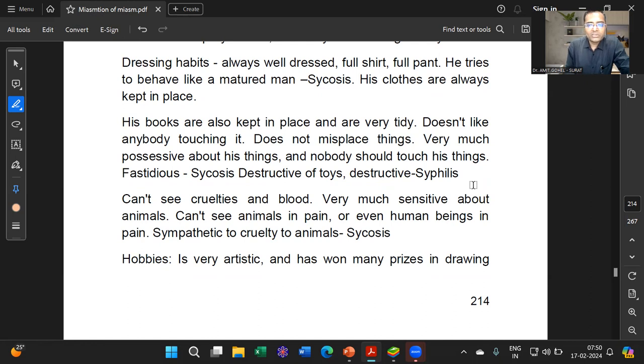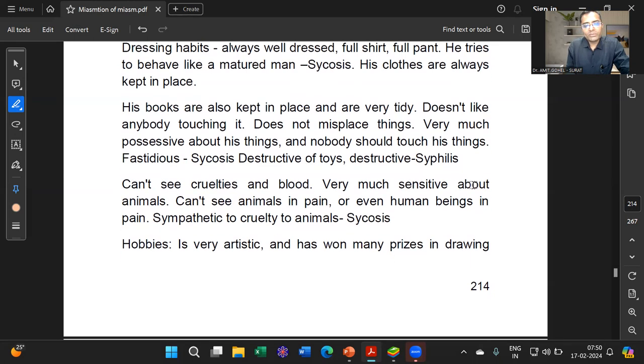That is psychosis. His clothes are always kept in place. His books are also kept in place and are very tidy. Doesn't like anybody touching them. Does not misplace things. Very much possessive about his things, and nobody should touch his things. This is called fastidious, psychosis. Destructiveness of toys, so this is destructive, syphilis. Can't see cruelty and blood. Very much sensitive about animals. Can't see an animal in pain or even a human being in pain.